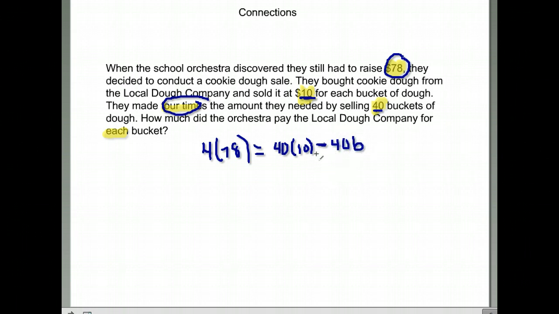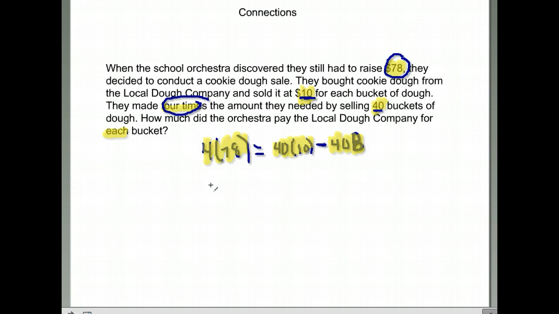So I'm gonna call that B. I'm gonna use a capital B so it's easier to tell it's not a 6. Okay, now it looks like an 8, unfortunately. So this is how this is set up. Hopefully this makes sense. They made 4 times $78, 4 times the amount they needed. To make that, they sold 40 buckets of dough at $10 a bucket, but had to subtract from that the amount they paid to the company for each bucket. Okay, so this is the setup that we currently have. We want to solve and find out what that B is. How much did they have to pay that company for each bucket they sold?